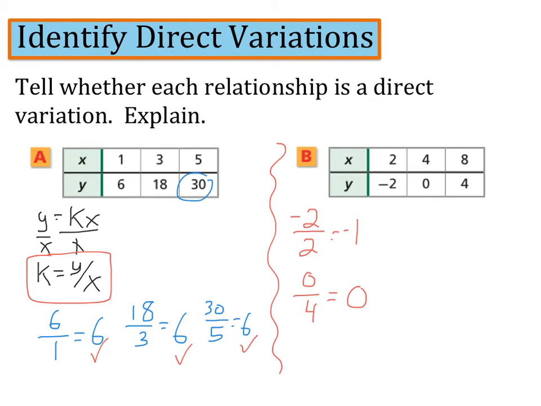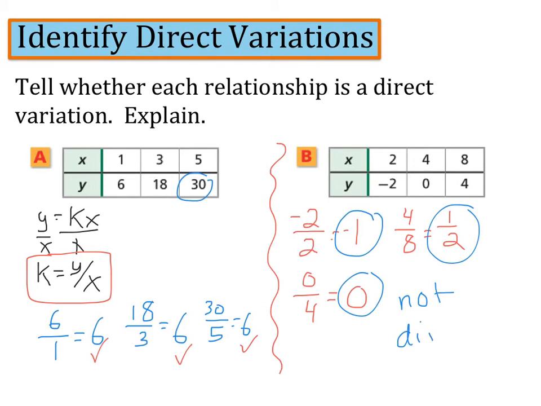We can keep going, and we see that we have 4 over 8, and that's 1/2. So none of these are the same. Therefore, the relationship is not a direct variation. So we'll write not direct variation. And the reason is because these three ordered pairs have a different constant of variation.